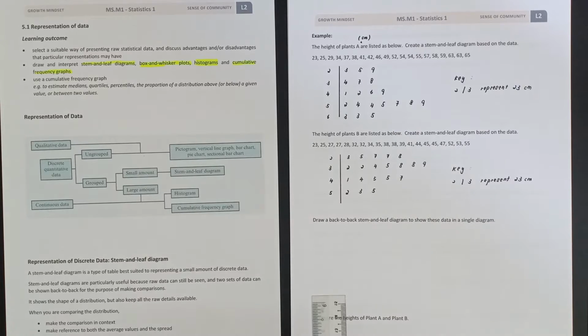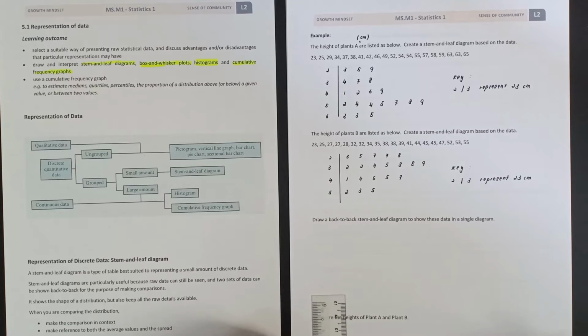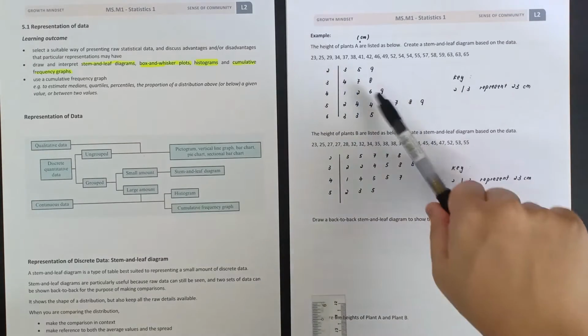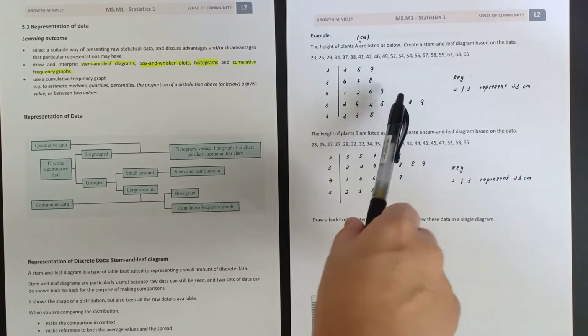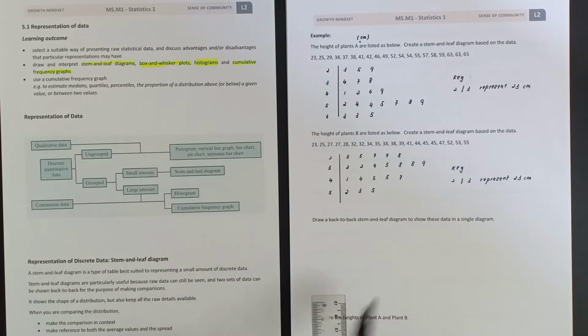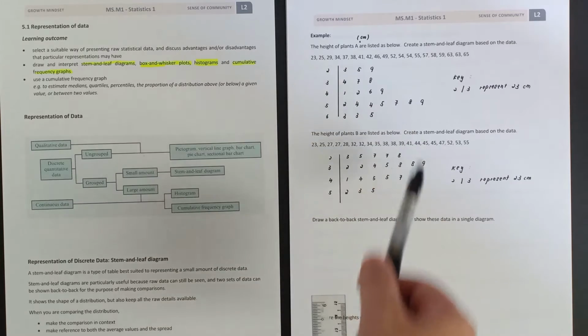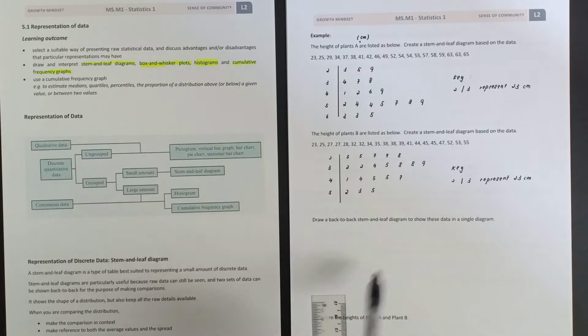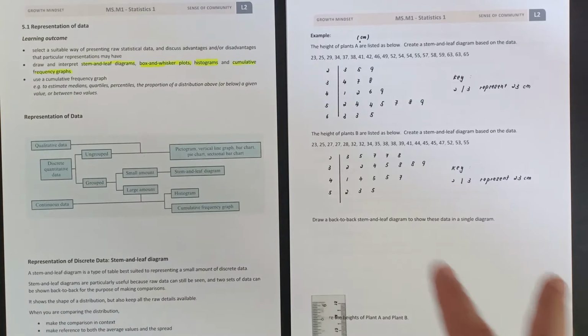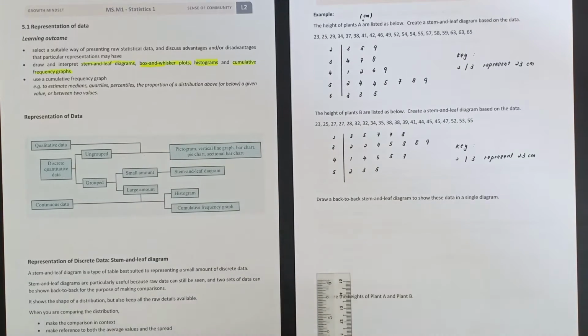So the next one: draw a back-to-back stem and leaf diagram to show this data in a single diagram. These two only show plant A and plant B separately. The difference with a back-to-back stem and leaf diagram is that you are going to compare. Normally we use it to compare two different sets of data. Let's see how we do this.